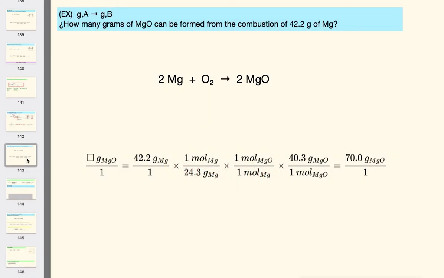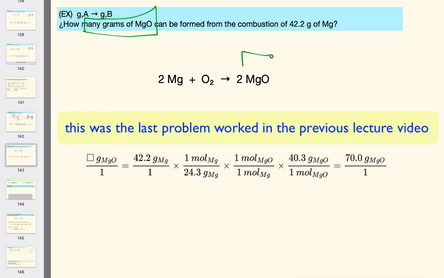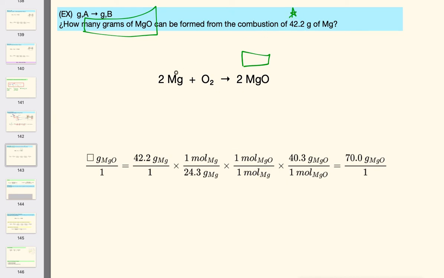Now we're going to move to percent yield. But to first do that, I'm going to illustrate the very last one of these. How many grams of mag oxide? Where does my box go? There's mag oxide. There's my grams. That's what I'm looking for. Can be formed from the combustion of 42 grams of magnesium. Okay, I know this is 42.2.